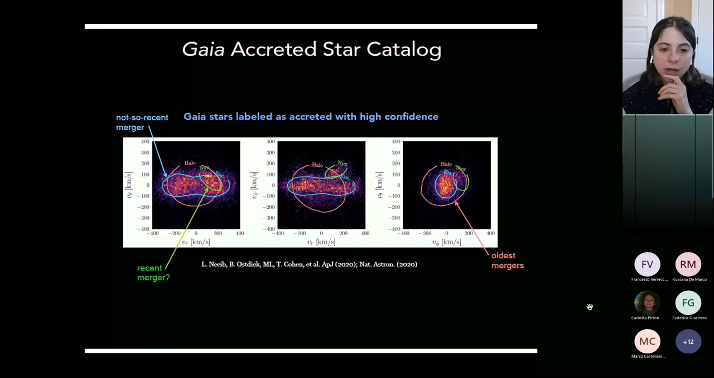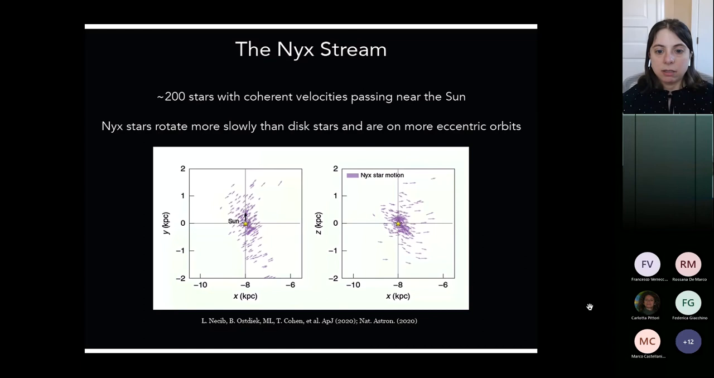Next slide. So we refer to this clump of stars as the Nix stream. There's a lot of them in this, about 200 stars, and they have very coherent velocities, which you can see in this image here. These are just the locations of the stars in X, Y, and Z. The sun is indicated by the yellow star in the middle, and the arrows show the velocity for each of these stars. You even just see by eye that it's very coherent. Their orbits are very eccentric, and like I said earlier, they rotate a little bit more slowly than actual disk stars. Next slide.